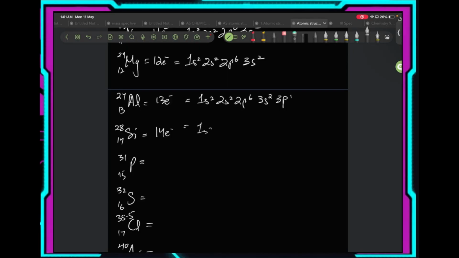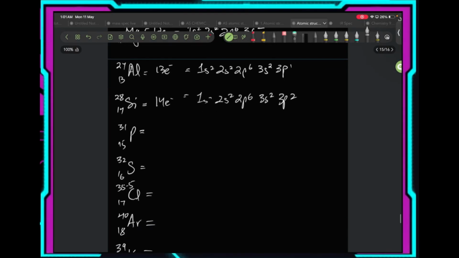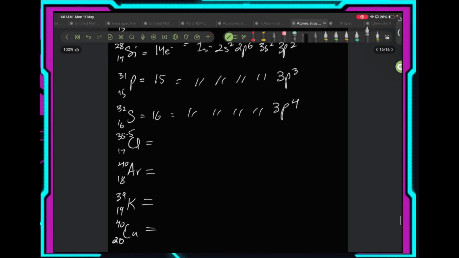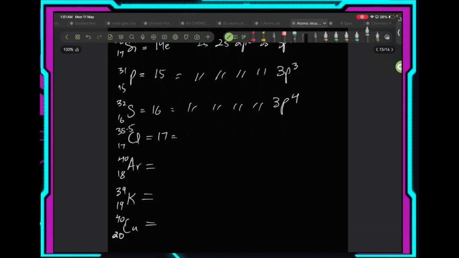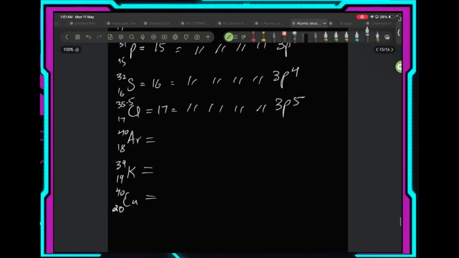Yep. So 1s2, 2s2, 2p6, 3s2, 3p2. What about the next one? 15. It would be the same, but in 3p you would have one more electron, right? 3p3. The next one would be the same, but in 3p you would have 4 electrons. And chlorine, same electronic configuration, but in 3p you'd have 5 electrons. And in argon, 18 electrons, so 1s2, 2s2, 2p6, 3s2, 3p6.